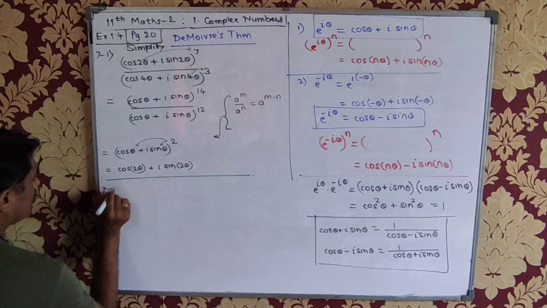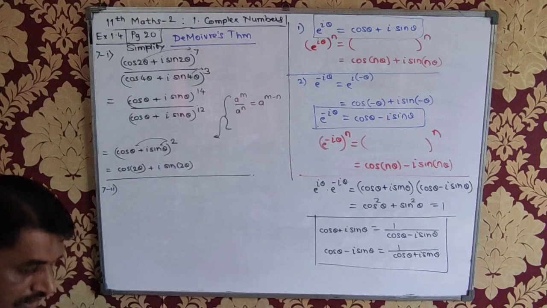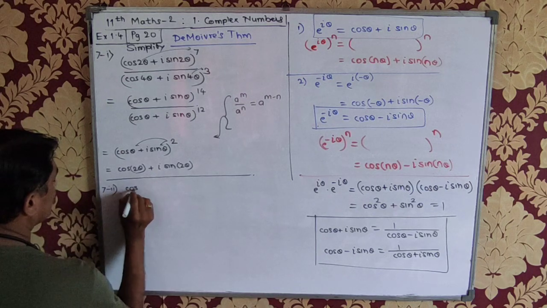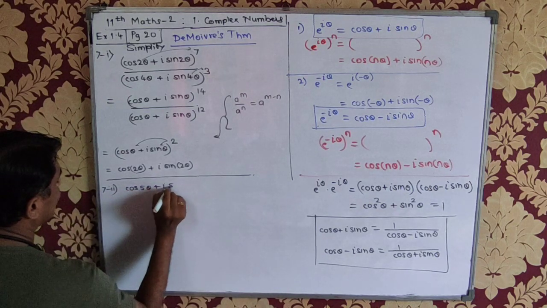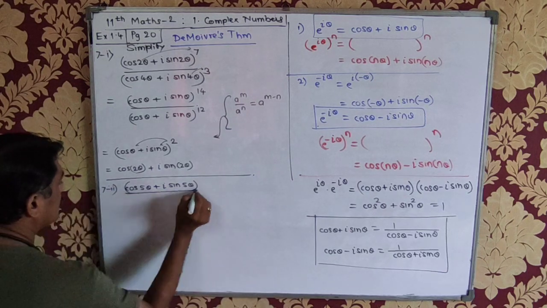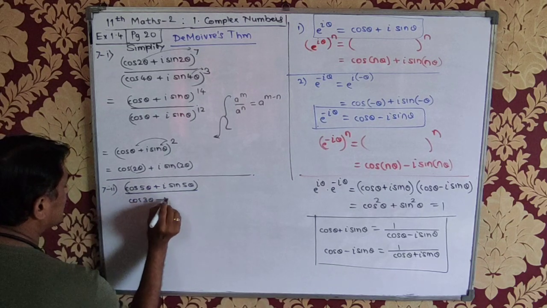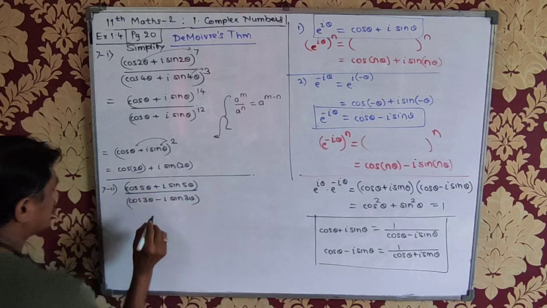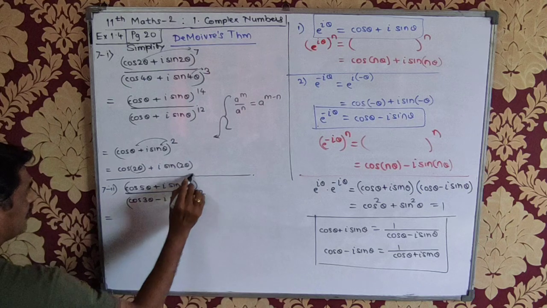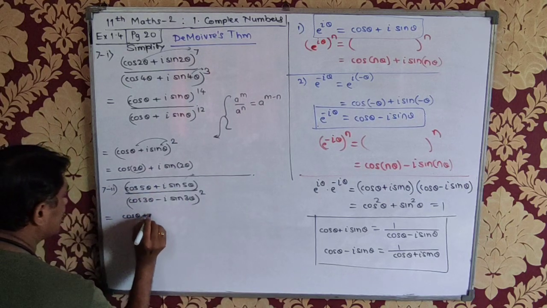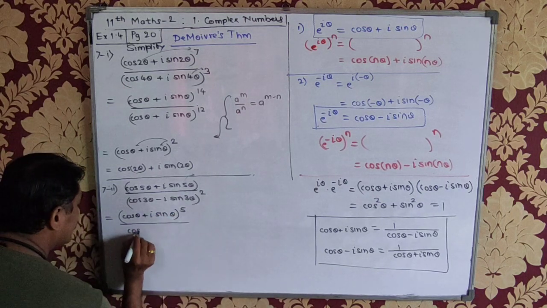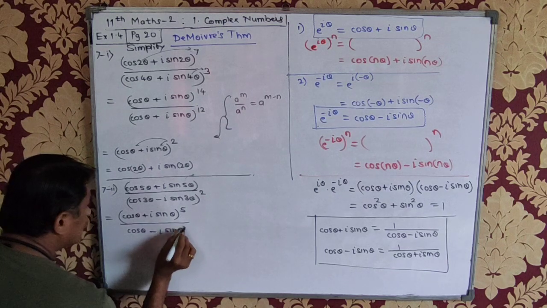7 mega 2. Same type. Cos 5 theta plus i sin 5 theta, raised to 5 ... cos 3 theta minus i sin 3 theta, raised to square. That is equal to 5 को बाहर ले लो. (cos theta plus i sin theta) raised to 5, and (cos theta minus i sin theta) raised to 3 into 2, that is 6.